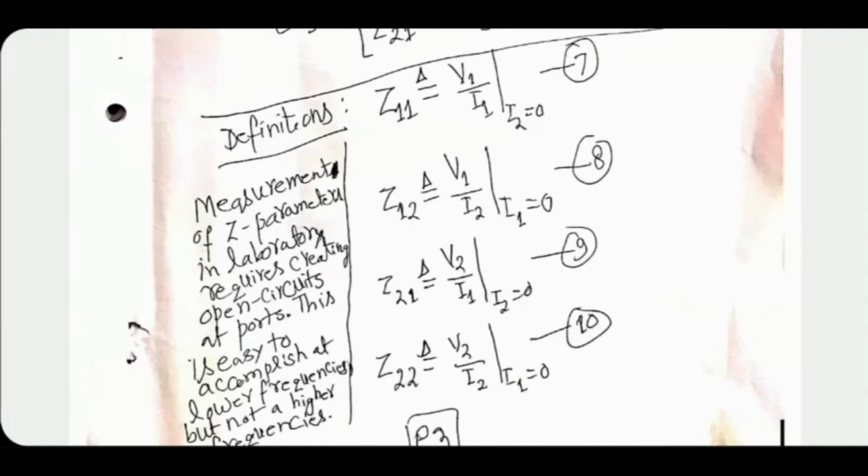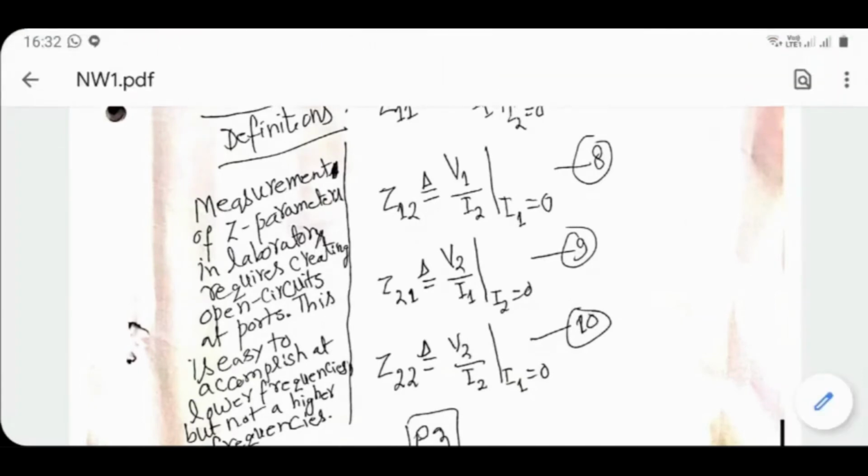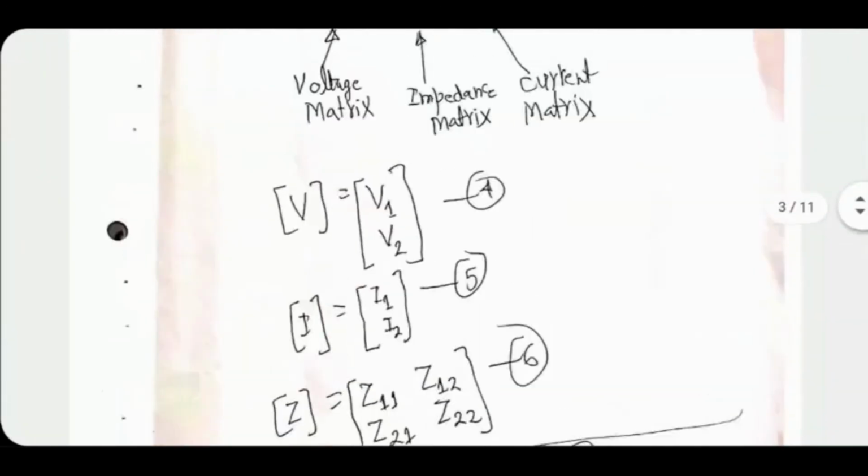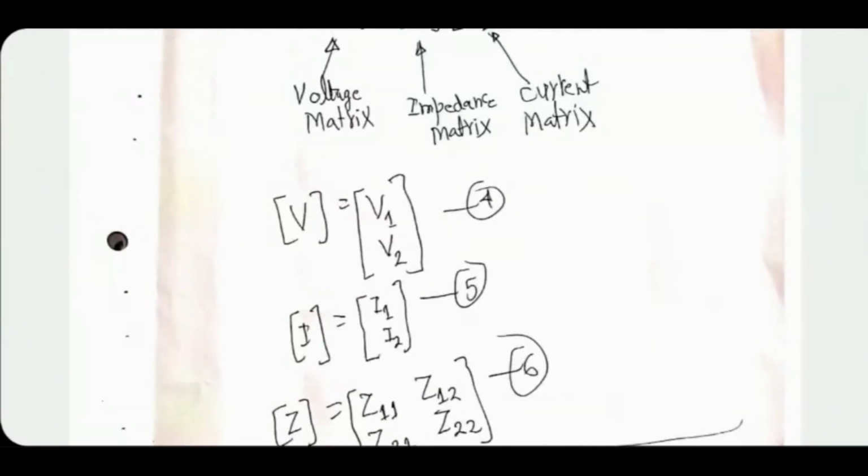Measurement of these parameters requires the use of open circuits at both inputs and outputs. Zero current means open circuits. Obviously, the unit for all these parameters is ohm because they are the ratio of voltage and current.